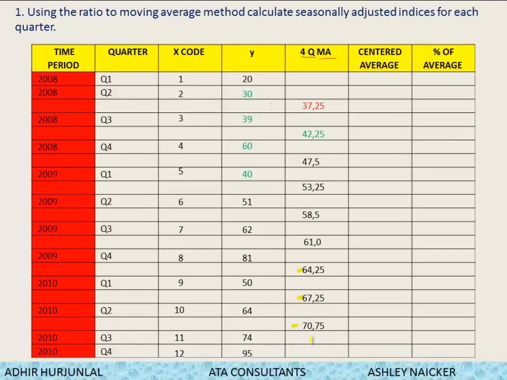Can I go any further? I've only got 2 more quarters here. I cannot. I need to have all 4 quarters. So that's the position where I stop. So the 4-quarter moving average was quite simple.